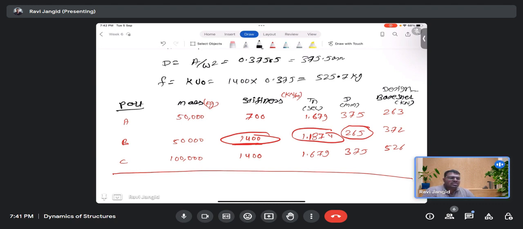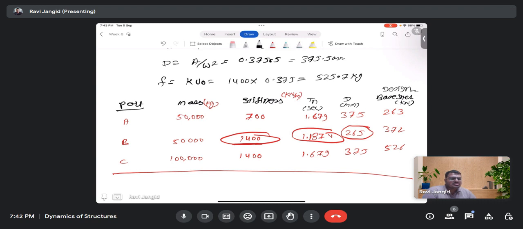You can understand it through the isolation system. What we do in the isolation system, we increase the time period of the system so that our seismic force, seismic demand, reduces. If our time period is higher, then our seismic demand would be lower. So our section size will also be reduced. Then here we can say for part B, 372 means it needs to be designed for 372 kilonewton. Demand, right? It is demand.